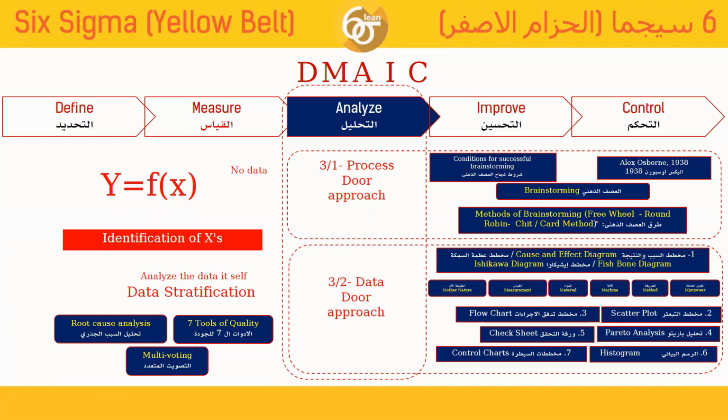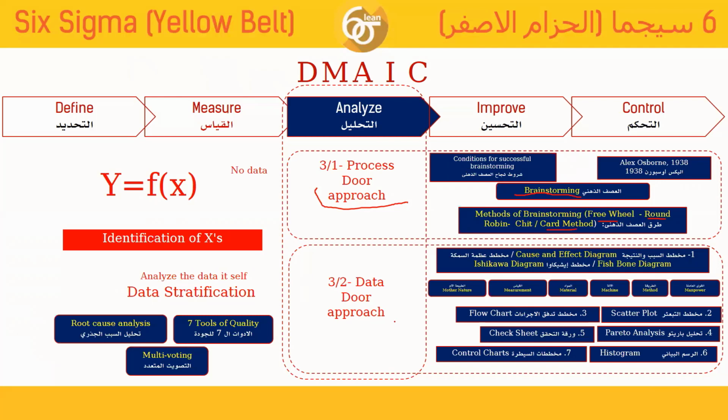We finished the analysis. We spoke about what to do if we don't have data, which is the process approach: we go for brainstorming. We have many types of brainstorming: the normal brainstorming and the reverse brainstorming. The brainstorming itself has 3 methods: free will, round robin, and the card method.